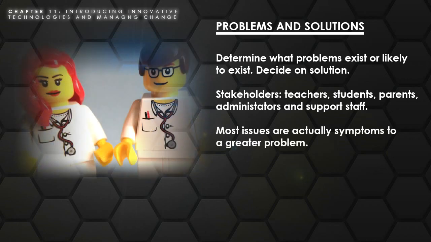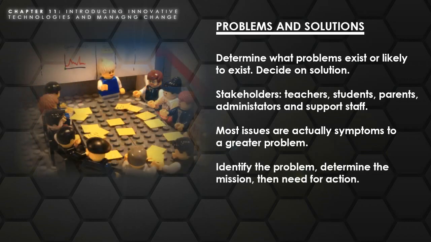Most issues that initially appear as problems are often symptoms of a larger problem. For example, a high school dropout rate could actually be the result of a poorly designed class or an unprepared group of teachers. So it's really important to identify what are symptoms and what are the root causes. Once the problems have been identified, they can be restated in terms of needs. We identify the problem, the mission, and then the need for action.